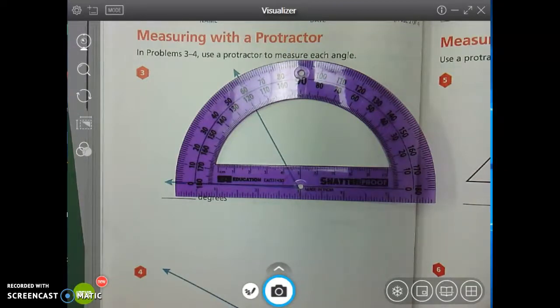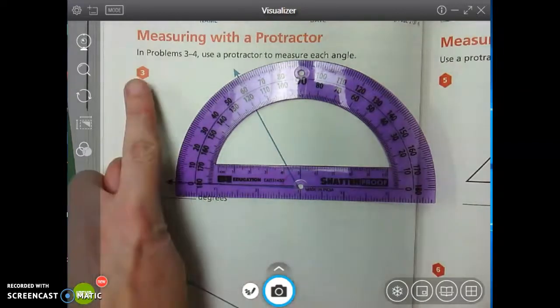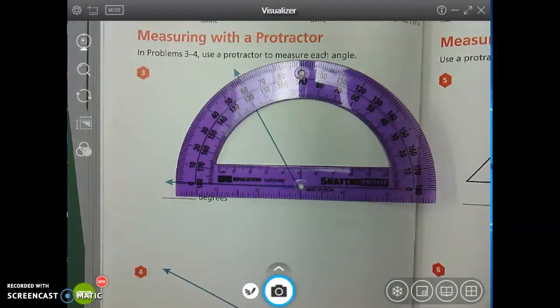Problem number 3. I am curious what you got as that answer. What do you think the correct measurement is for this angle? Some of you say, well, I think it's 60 degrees because it's an acute angle, and so 120 degrees doesn't make any sense. Some of you may say, well, I think it's 120 degrees because all of the other angles that we've measured on pages 219 and 220, it was the top number that was the correct measurement. So it seemed like this one should be it too.